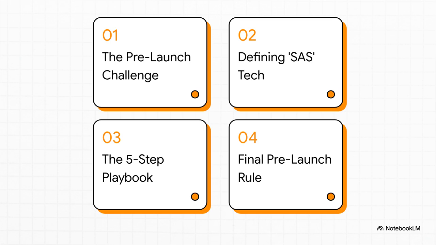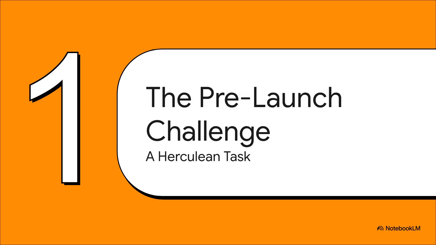All right, so here's our game plan for this explainer. We're going to start by framing that pre-launch challenge. Then we'll quickly define a key term you need to know: SAS technology. After that, we get into the meat of it, the 5-step playbook, and we'll wrap up with the one final rule you absolutely have to follow. So let's kick things off with that challenge.